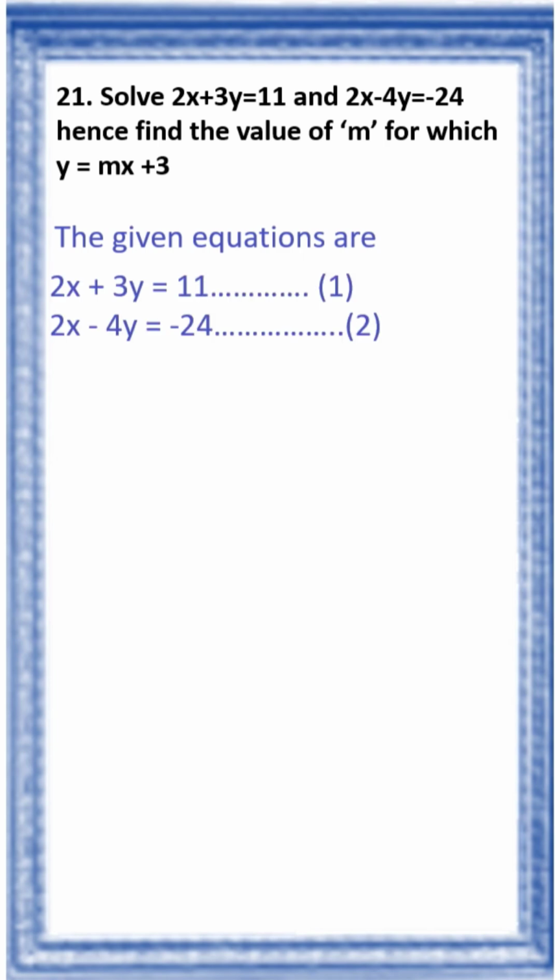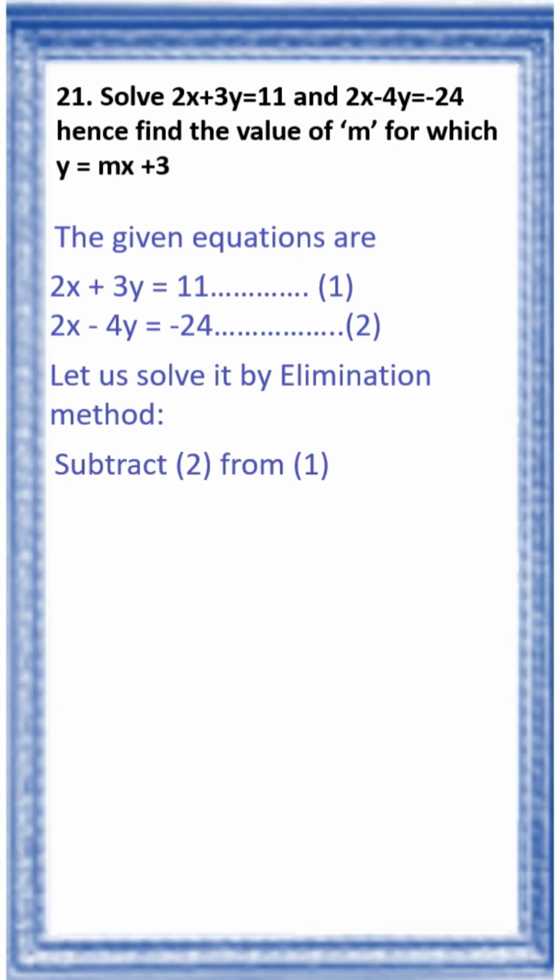The given equations are 2x plus 3y is equal to 11, 2x minus 4y is equal to minus 24. Let us solve it by elimination method. Subtract equation number 2 from 1. What happens? Sign changes. 2x and 2x get cancelled. This is plus. This is also plus. So 7y is equal to 35. So y is equal to 35 by 7, that is equal to 5. So y is equal to 5.